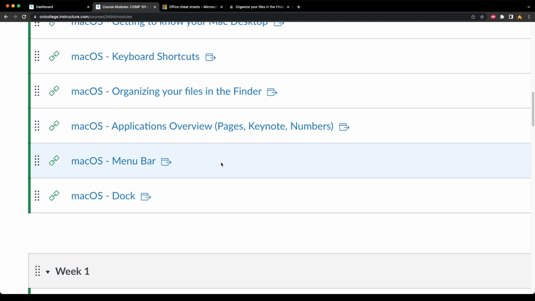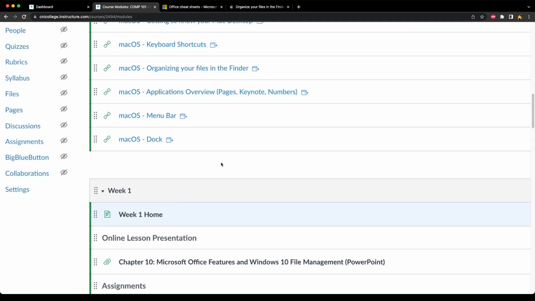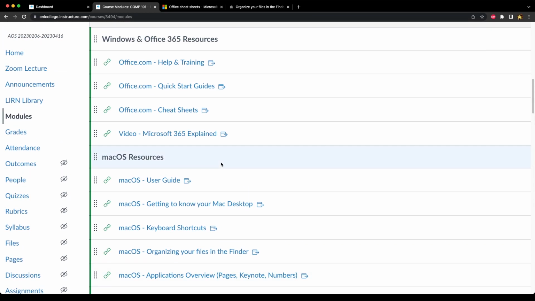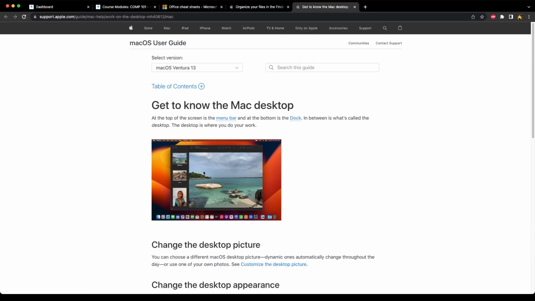But I'll be updating some of these just to make sure they're actually still active. But again, look through these resources. There's a lot of great things that you can do. And let's see if this one here populates. But yeah, so getting to know the Mac desktop.